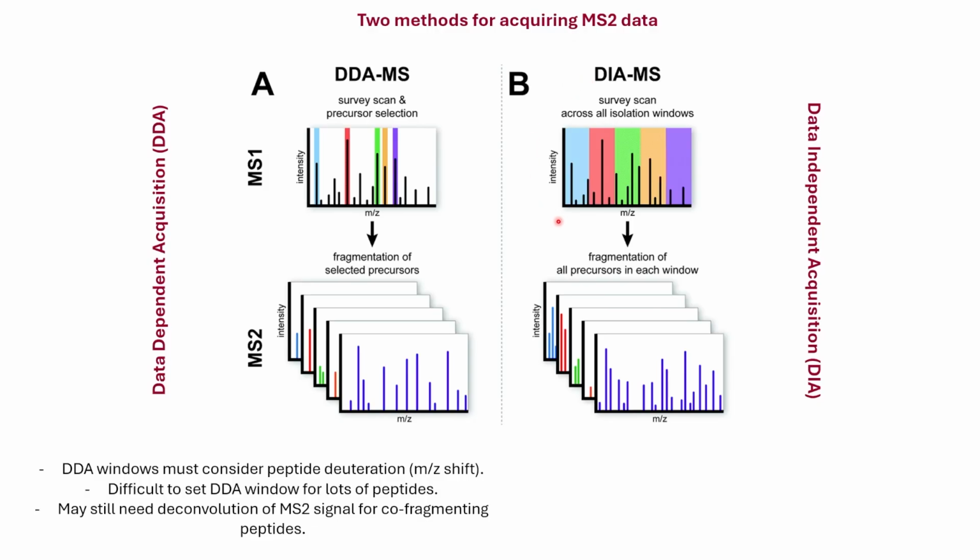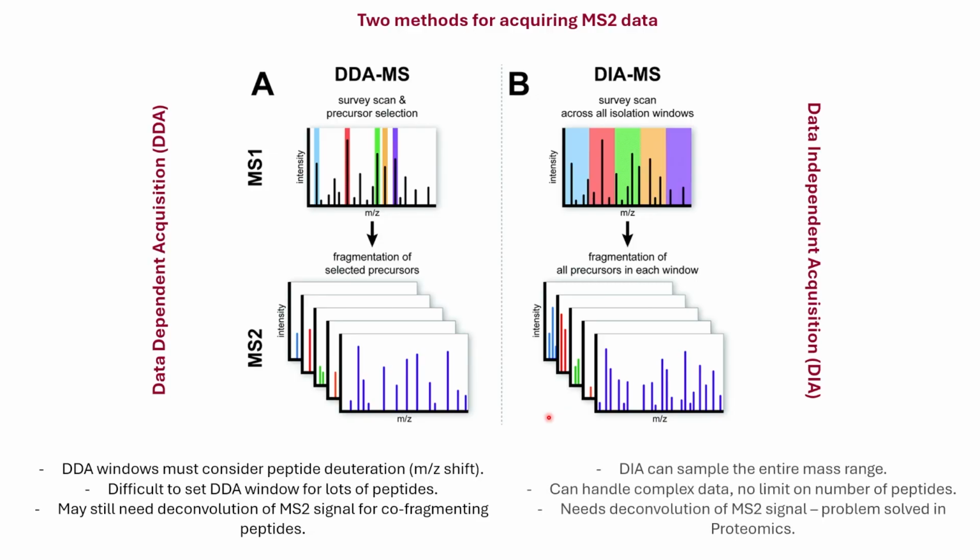In DIA, we use large isolation windows that are adjacent to each other to fragment the entire mass range. And in each isolation window, there could be multiple peptides that fragment together. And so DIA allows us to sample the whole mass range, unlike DDA, where you would have to limit it to only pre-selected precursors in the spectrum. And because of that, we can now handle more complex data with no limit on the number of peptides, because we fragment everything anyway.